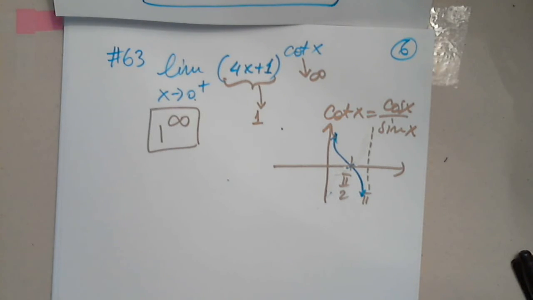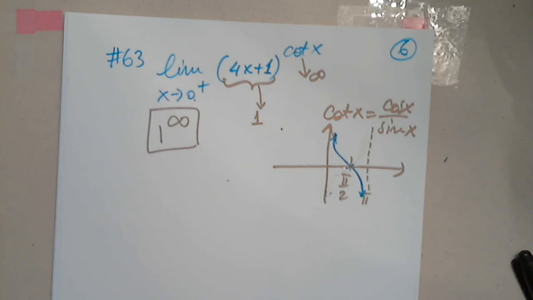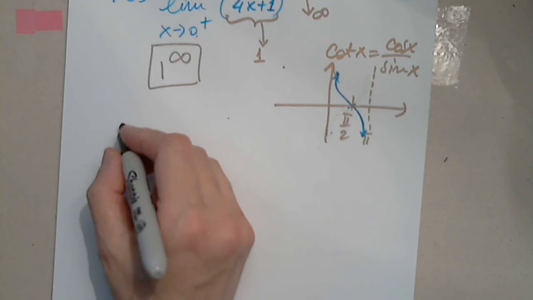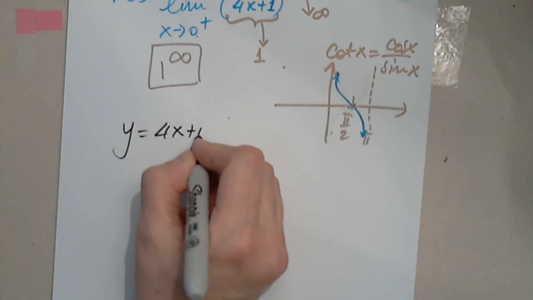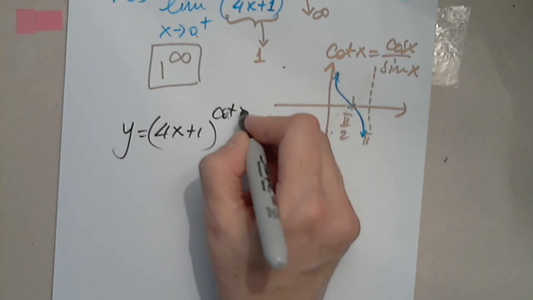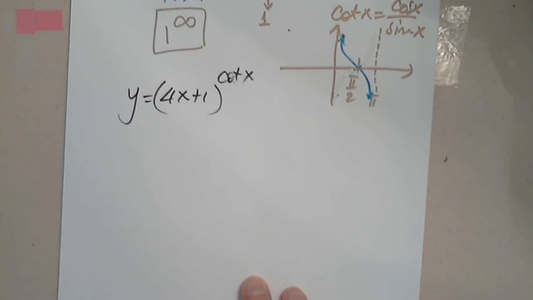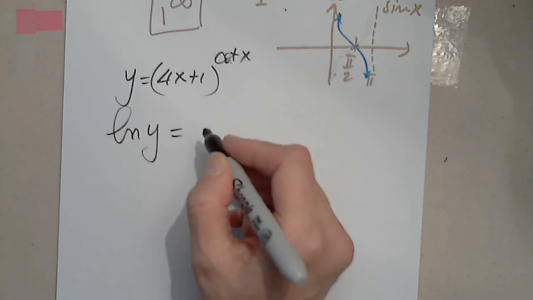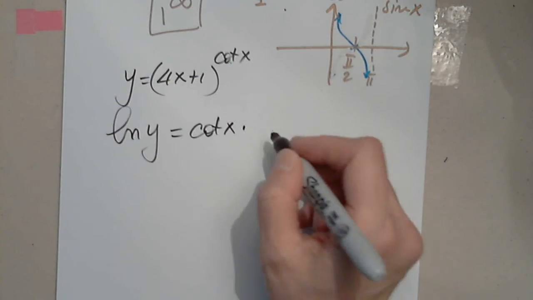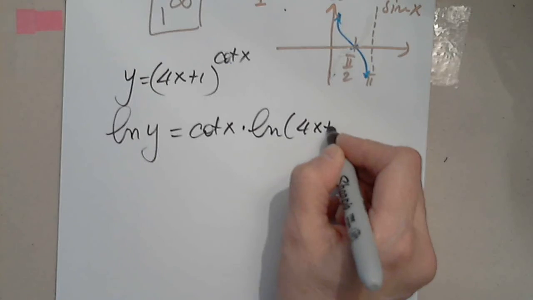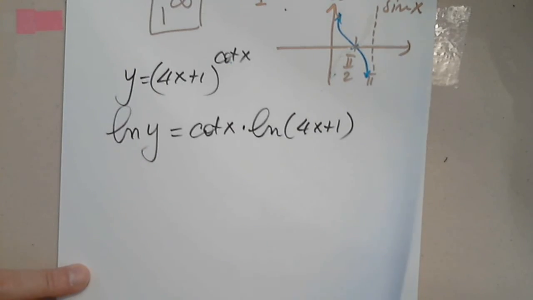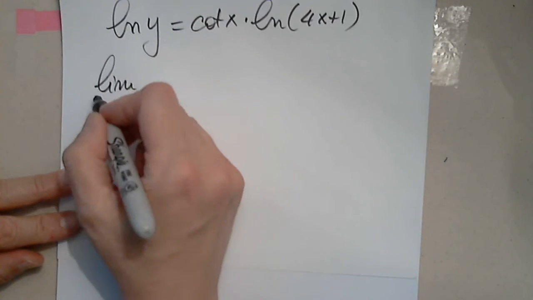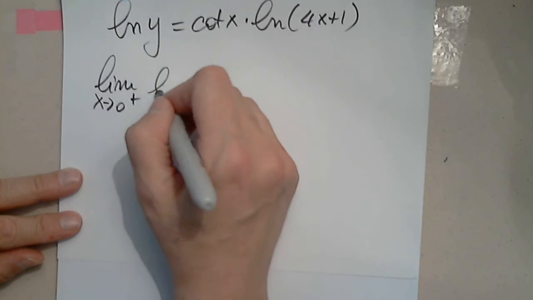The mechanism is the same. The procedures, the steps are identical. So in the first step, I have to write y equals 4x plus 1 raised to cotangent x. And step number 2, I apply natural log to both sides. In the next step, I have to apply the limit to both sides as x approaches 0 from the right.